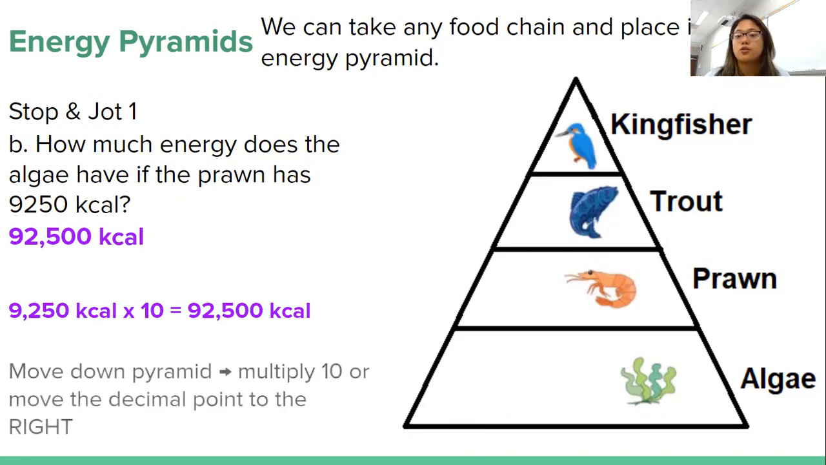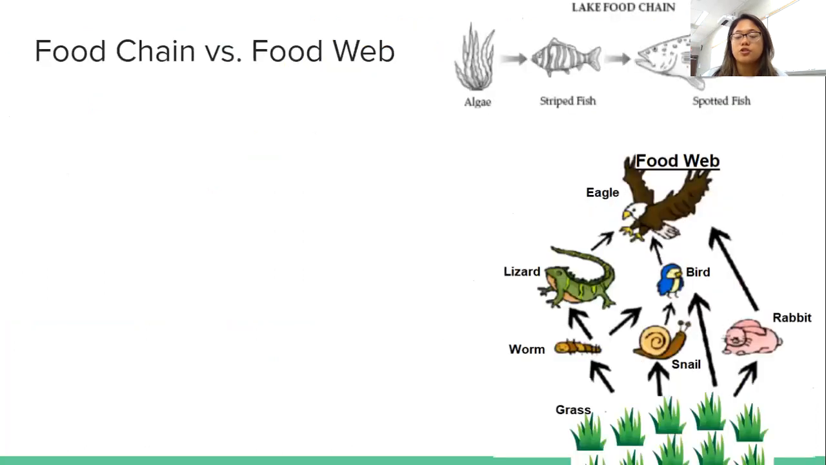92,500 kilocalories. So my memory clue here is, if you have to move down the energy pyramid and calculate the amount of energy, you can take whatever number is given and multiply by 10. Or you can move the decimal point place to the right to make it a bigger number. So that's the energy pyramid.